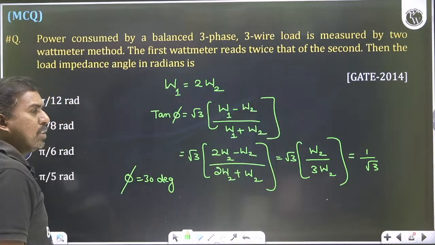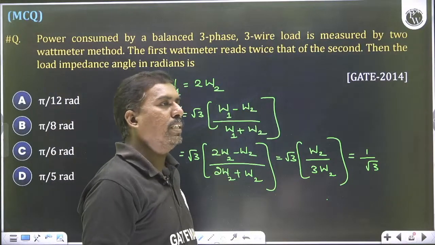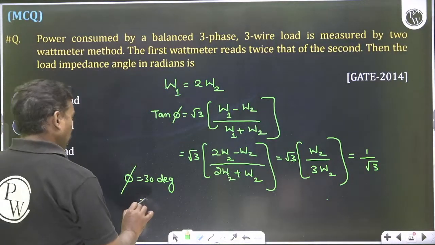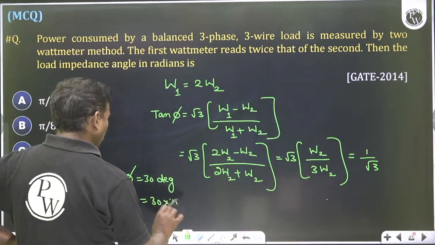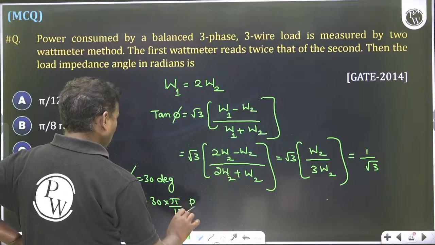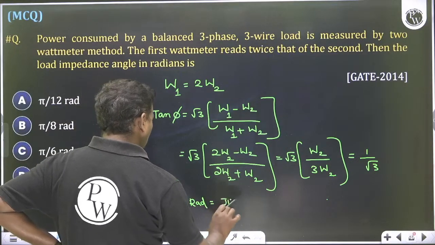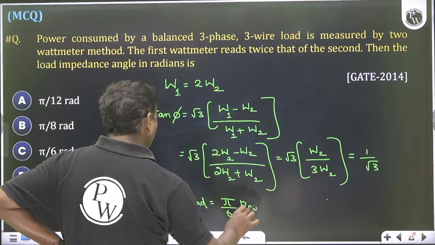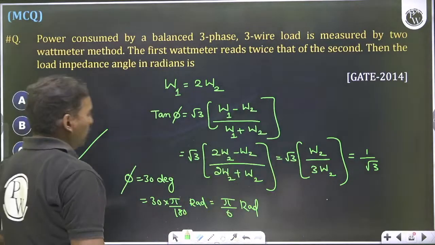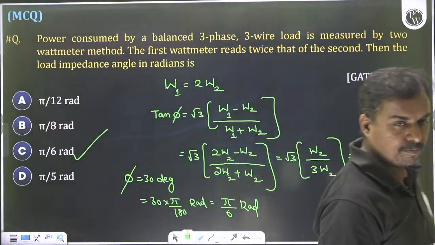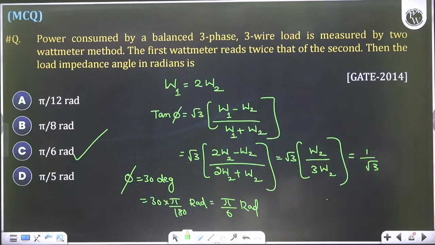360 degrees is equal to 2 pi radians. So 1 degree is equal to 2 pi by 360, that is pi by 180 radians. So the answer will be pi by 6 radians. Pi by 6 radians, that's it. Pi by 6 radians is the answer.